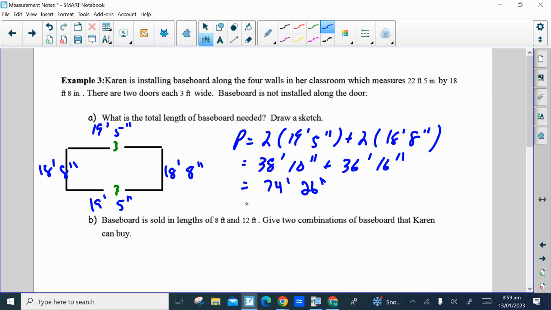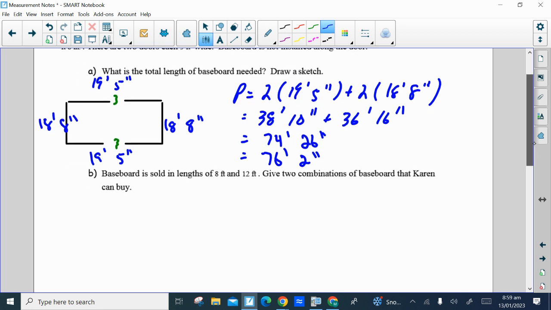And now I will reduce this. There are 12 inches in every foot. So 26 inches is actually a little bit more than 2 feet, because 2 feet would be 24 inches. So if we take away the 24 inches from the 26, that adds 2 feet onto the 74 and leaves us with 2 inches when we take 24 away from 26. Okay, so there's our final simplified answer.